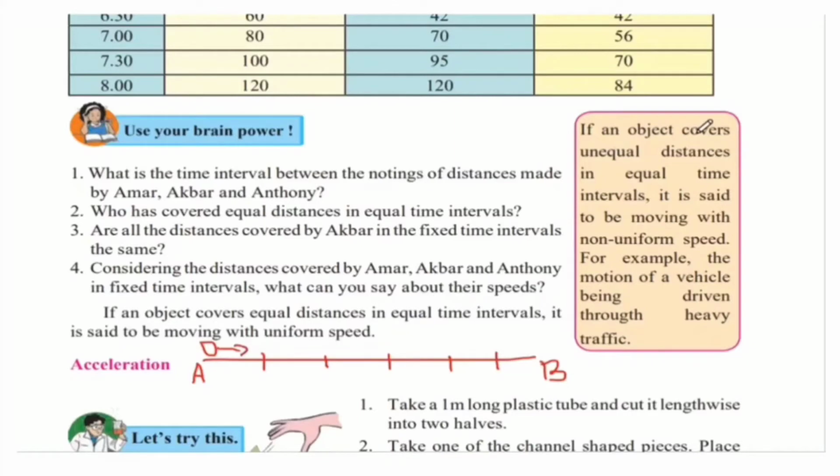If an object covers unequal distances in equal time intervals, it is said to be moving with non-uniform speed. For example, the motion of a vehicle being driven through heavy traffic. When you're driving in traffic, you have to cover unequal distances in equal time intervals. So, what does this mean? When we are traveling in traffic, we have to stop our car again and again. Because of this, unequal distances are traveled in equal time intervals. So, when we are driving in traffic, we are said to be in non-uniform speed.